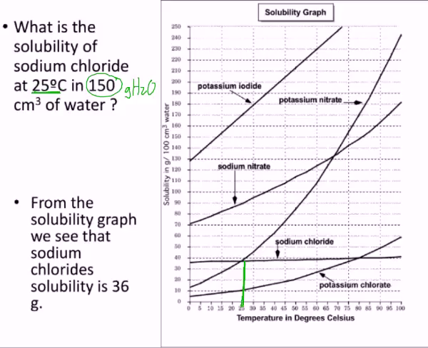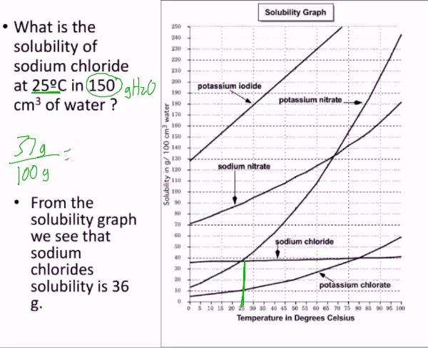35, 36, maybe 37 or 38. Now, this is 37. I'm going to say just 37 grams in how much water? No, this is 100 grams of water. So it's asking you for if it was 150, but your graph, guys, shows only 100. So what do we have to do to figure out how much would be in 150?